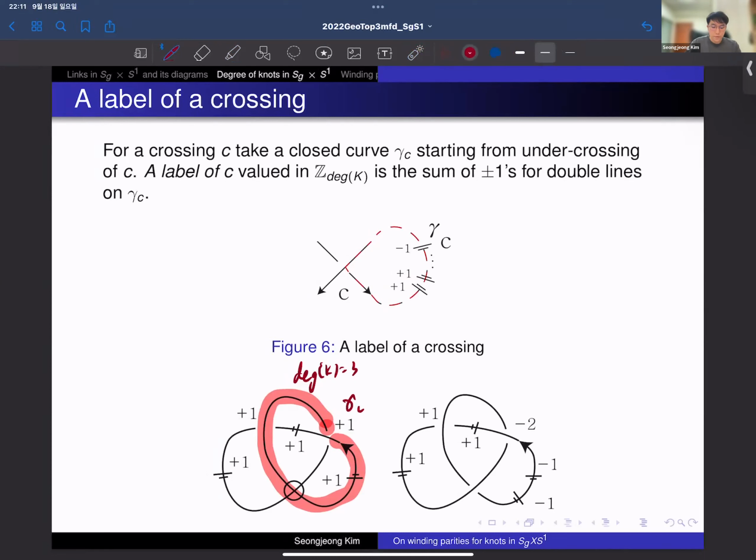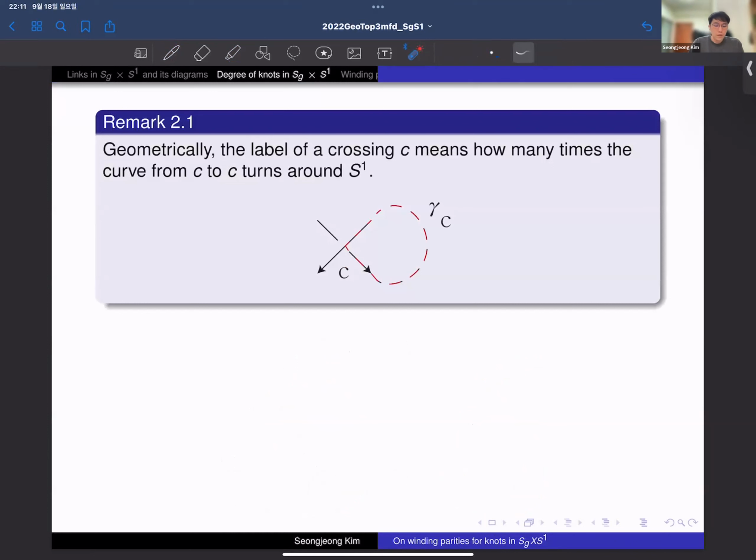Similarly, for this one, the degree of K is equal to 0. And for this crossing, we take gamma_C like this. Since there are two double lines with minus 1s on gamma_C, we get the label minus 2. And this label has a geometric meaning. The label of crossing C means how many times the closed curve from undercrossing to overcrossing turns around S^1.